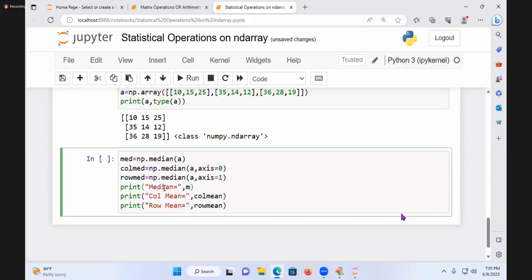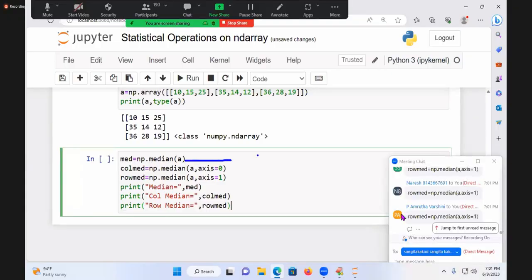Median, MED. Next, column median, COLMED. Next is row median, ROWMED. Now see carefully, students. If you follow me, you recognize it as which value first? 19. You take this data, column-wise. What is the median here? By default it is coming. What is the first value?